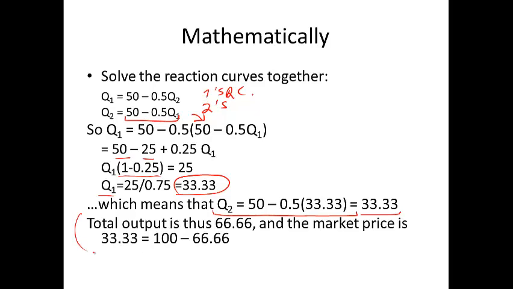Since each firm's producing 33.33, total output is the sum of what the two firms are producing, 66.66, and the market price, well now for that we have to go back to the market demand curve. Remember, the market demand curve was P equals 100 minus Q1 minus Q2. So if we plug in 100 minus 33 minus 33, we get that the price is 33 1/3.